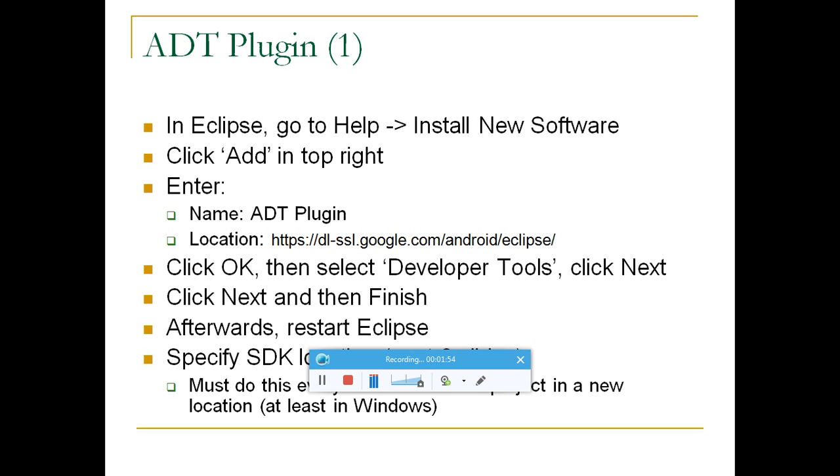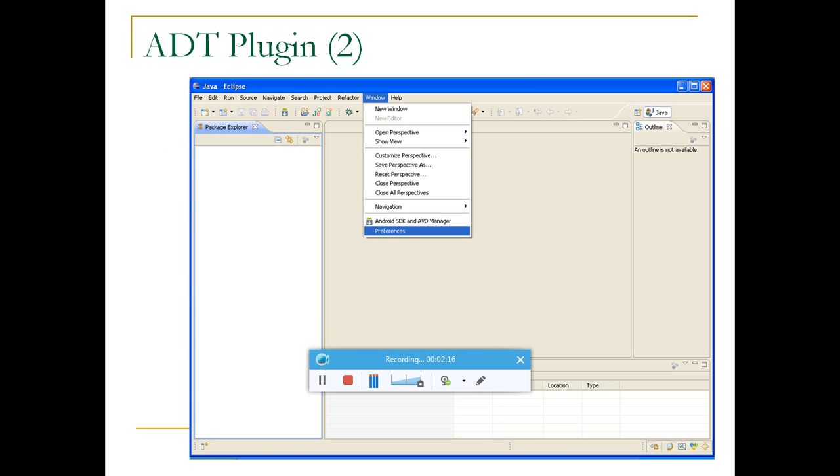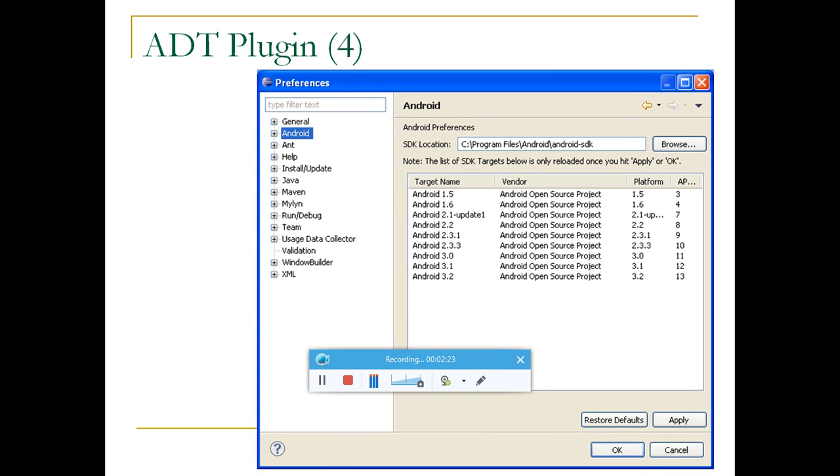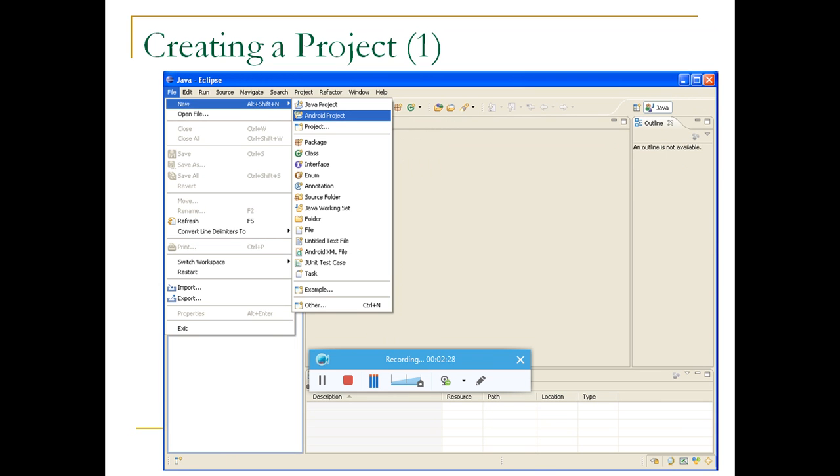Next, install the plugins. In Eclipse, go to Help, Install New Software, click Add at the top right, enter the name and the location, and click OK. Then select the developer tools, click Next, then Finish. Afterward, restart Eclipse and specify the SDK in Windows Preferences: browse to the SDK location and select it. The Android source project is displayed.